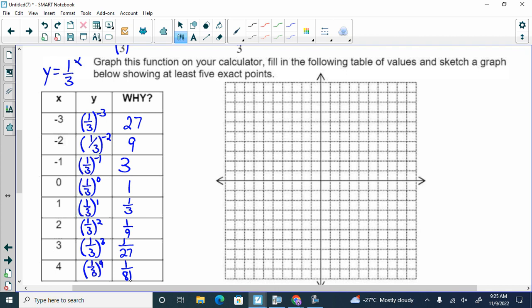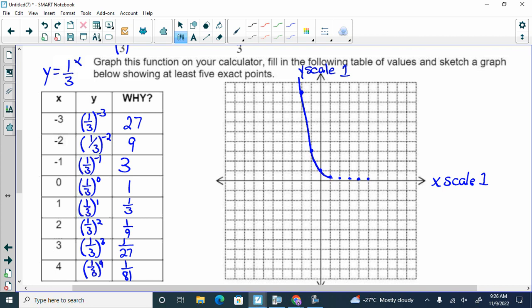So if we go to plot these, I'm going to make my x scale be 1 and my y scale be 1. You could make it be something different. I'm going to make it be 1. I have -3 and 27, which is too far. -2 and 9. Thank you. -2 and 9, -1 and 3, 0 and 1, 1 and a third, and 2 and 1/9. It's getting ridiculously close, but not touching the x-axis.